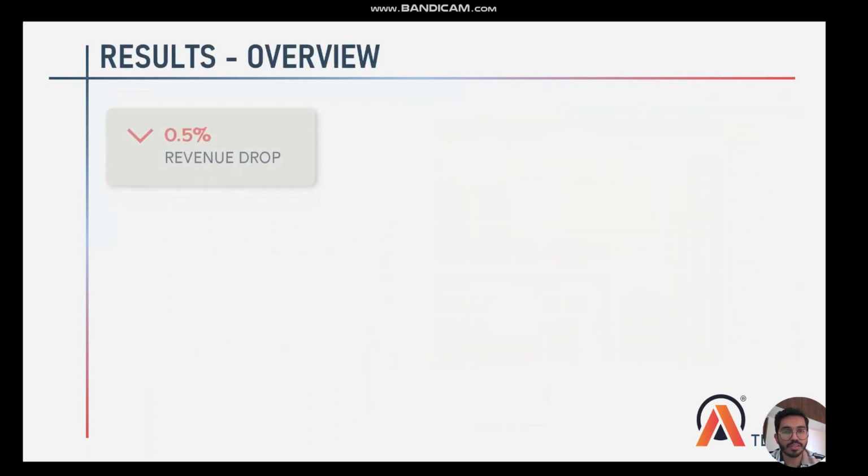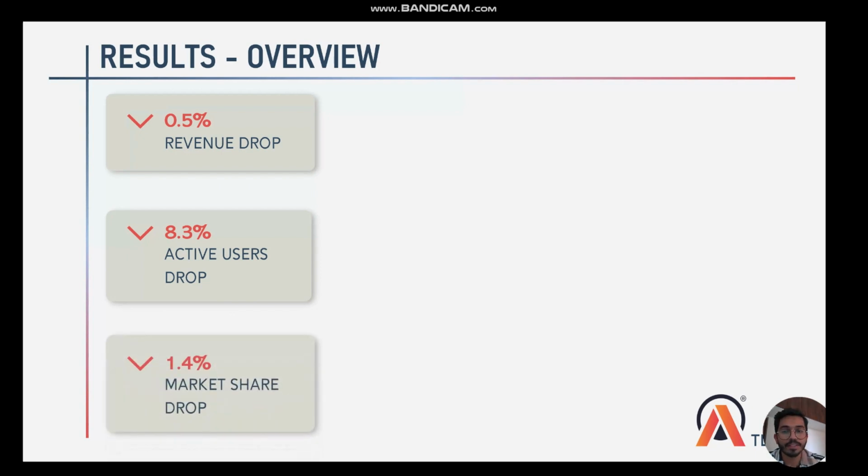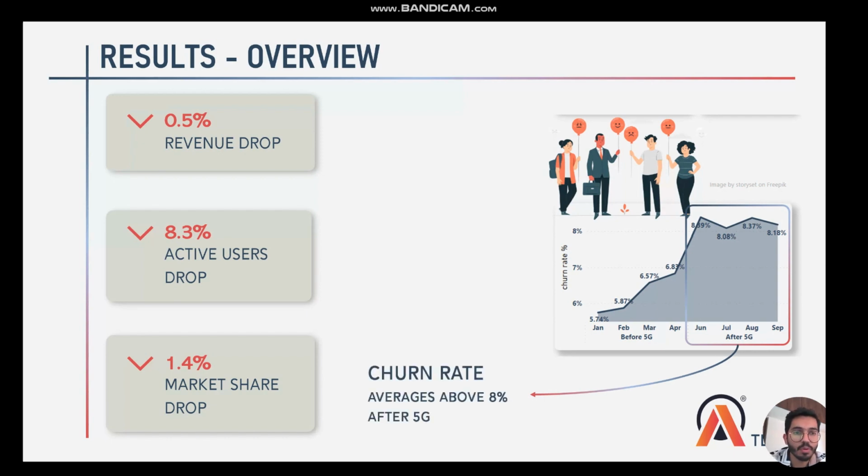Right, so let's discuss the results overview. Right off the bat, we saw a revenue drop of approximately 0.5% after the 5G launch. We also saw that the number of active users dropped by 8.3%, and the market share also went down by 1.4%. Now, it is very important to retain the customers, and from the churn rate, we found that the churn rate was averaging above 8% after the launch of 5G.